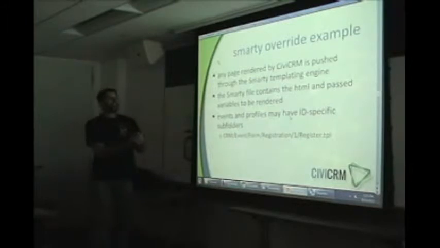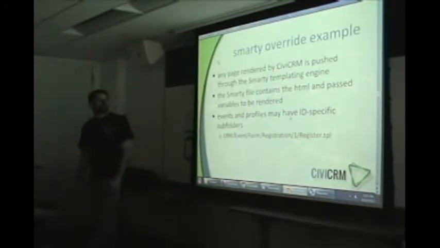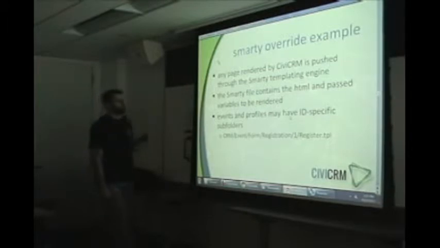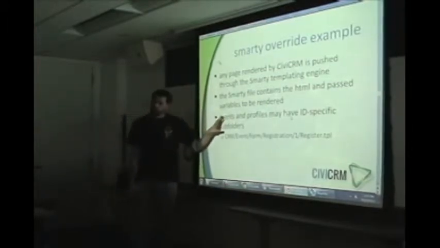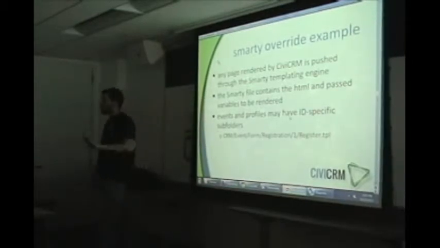All right, Smarty override example. Let's move on. Any page rendered by Civi is pushed through the Smarty templating engine. We talked about this. That's HTML, and also some variables that are passed in order to be rendered in the HTML. There are some cool things that can go on with events and profiles with Smarty, and that is that you can ID specific subfolders. So why is this important?